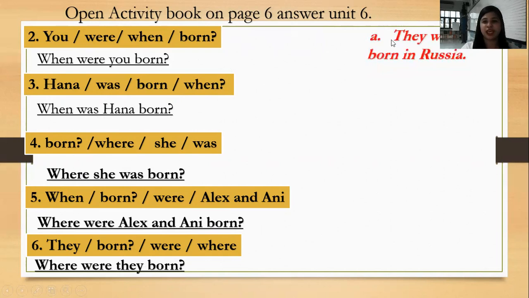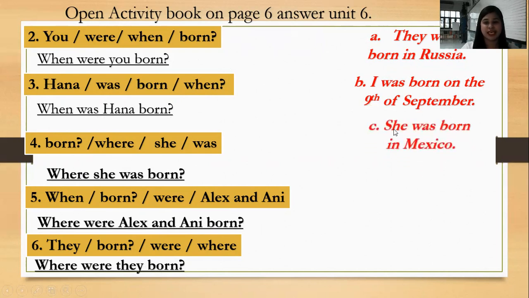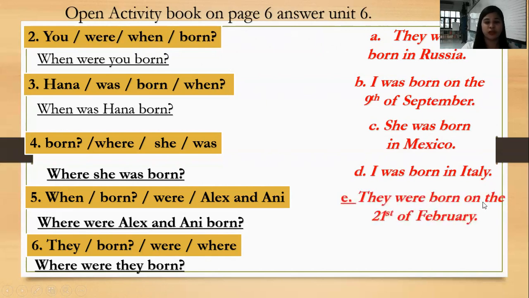A. They were born in Russia. B. I was born on the 9th of September. C. She was born in Mexico. D. I was born in Italy. E. They were born on the 21st of February. F. She was born on the 18th of November.